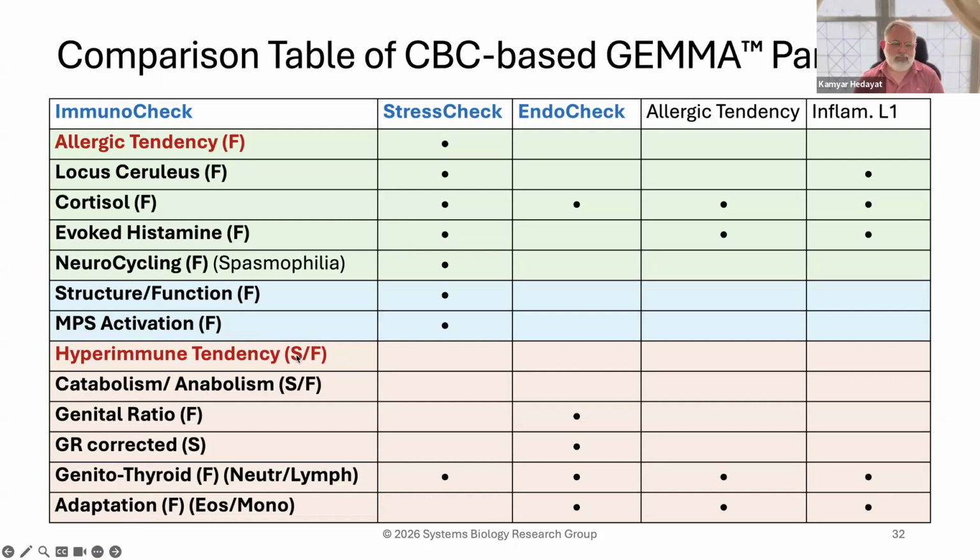S means structure and F means function. So when it comes to hyperimmune tendency, you'll see a discussion of the risk in structure and the risk in function. And you have the cata-ana index, the genital ratio corrected, the genitothyroid, and the adaptation indexes to look at the neutrophil to lymphocyte predominance and the eosinophil to monocyte predominance.